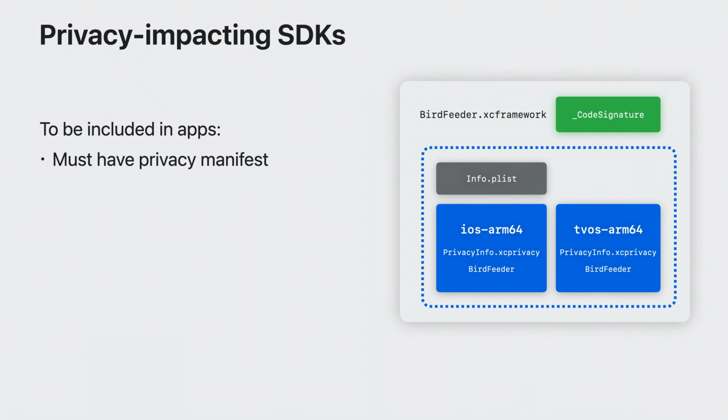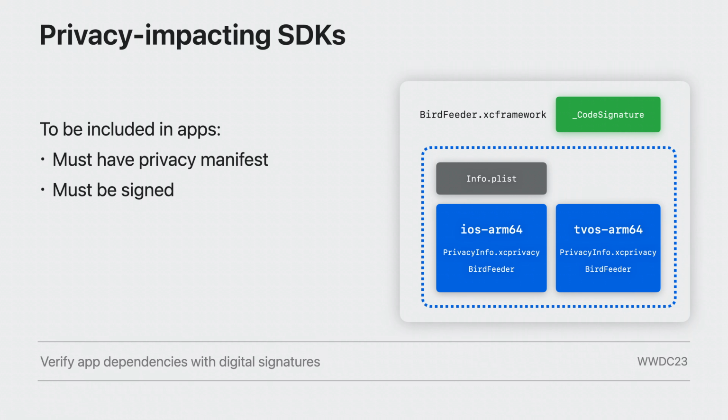Xcode 15 also supports SDK signatures, which help you protect your app and verify the integrity of third-party SDKs. Including a signature is a best practice for all third-party SDKs. To help you confirm that the developer you expect provided the privacy manifest for privacy-impacting SDKs, apps that include a privacy-impacting SDK will also be required to ensure that the SDK is signed. For more information about SDK signatures, watch Verify App Dependencies with Digital Signatures.